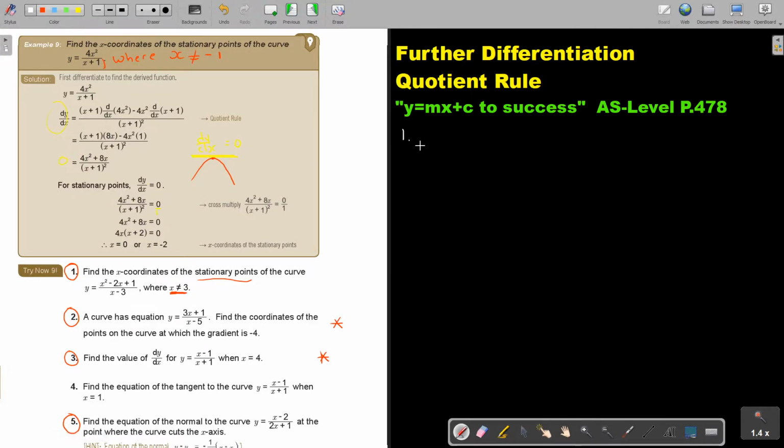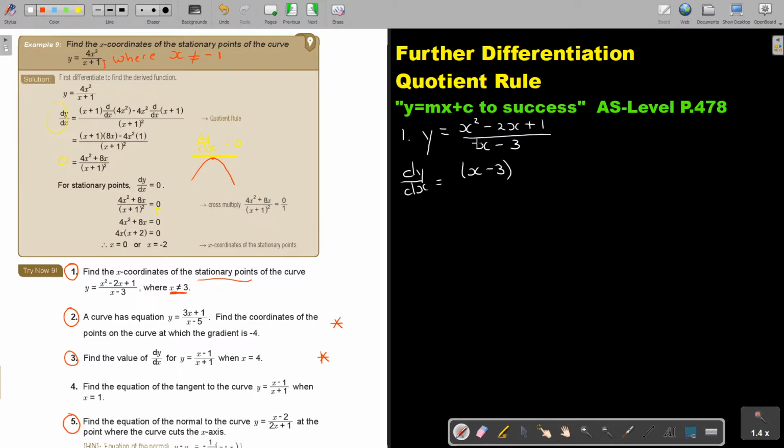So I'm going to start. This is more or less exactly the same. So the first thing that I'm going to do is I'm going to differentiate. And how am I going to differentiate? So if I'm going to say dy by dx, I rewrite the denominator.